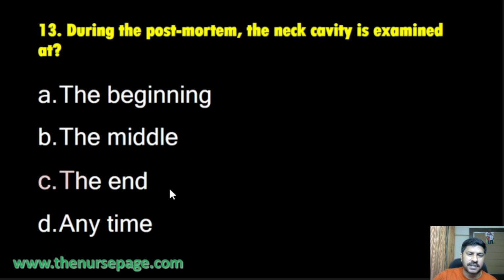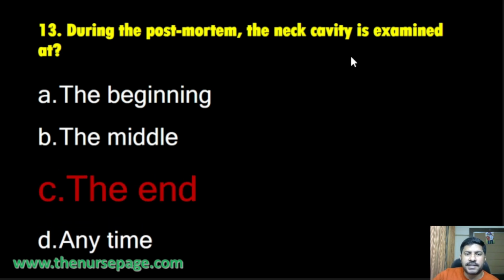Correct answer is option C. The neck cavity should be examined at the end of the postmortem findings. The neck should be examined at the end of the autopsy following removal of all other organs, including the brain, so as to create a dry, bloodless field to minimize the possibility of introducing blood seepage into the neck structures during dissection.